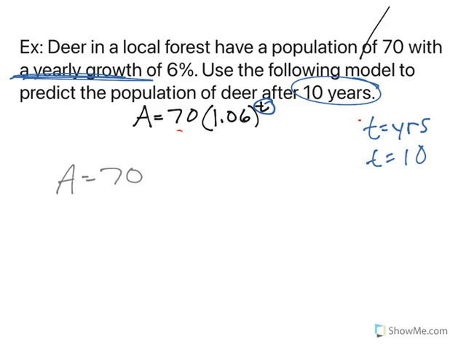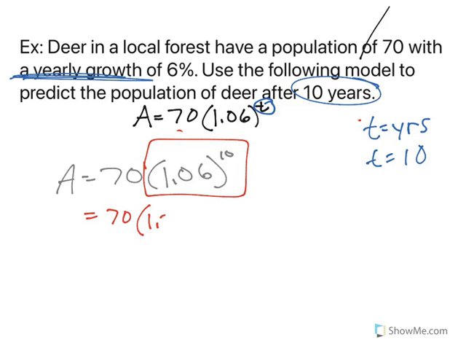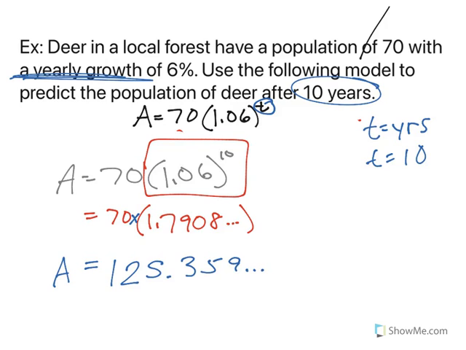So A equals 70 times 1.06 raised to the 10th power. Now when I raise, right, order of operations, I take 1.06 raised to the 10th, and I'm going to end up with 1.7908, and it keeps going. Now I recommend keeping that full number in your calculator. Then you just hit multiply, right, because this means multiply by 70. By doing that, you don't round, you keep your most accurate number, and you end up with 125.359, goes on and on and on.